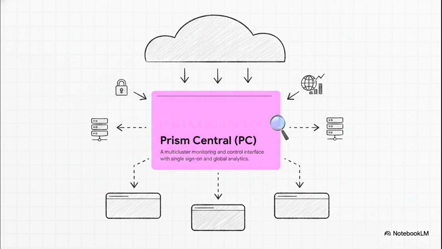I mean, before a tool like this came along, as your infrastructure scaled up, you'd find yourself logging into dozens of individual clusters manually. And let's be honest, that turns into a massive management nightmare real quick. It eats up your time and skyrockets the chances of configuration drift. Prism Central solves this. It sits way above the individual clusters, providing single sign-on, global analytics, and truly centralized management. It literally acts as the single pane of glass for your entire Nutanix cloud infrastructure.